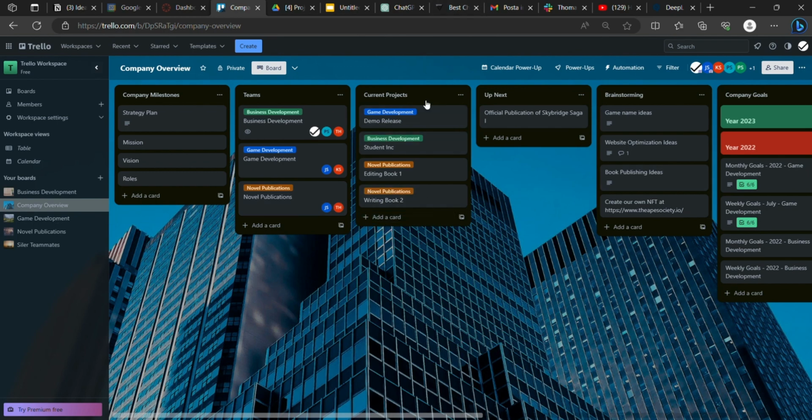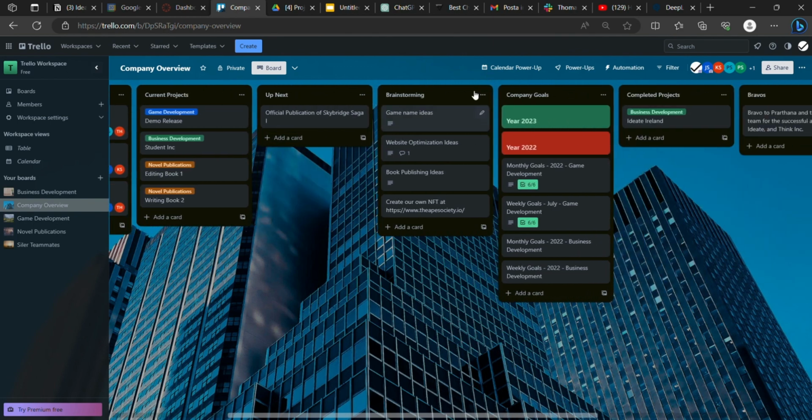Then we have a very important list, which is current projects, where we have the projects we are working on. This is very useful to understand where we are and what we are doing. So we have the demo release now, the studenting, the editing of book 1 and the writing of book 2. Then we have the list up next, where we have all the future projects that we plan to do.